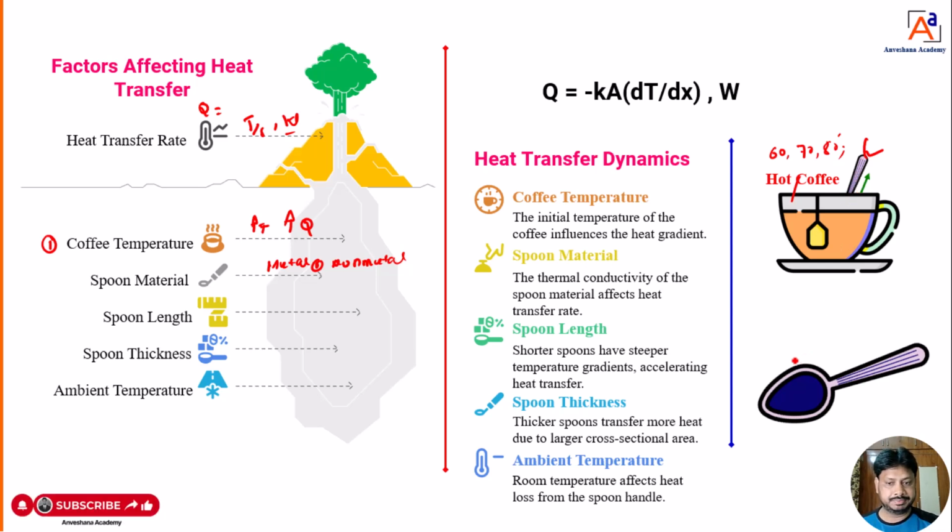Then the next important factor here: the length of the spoon also plays a very important role. If the length is more, then the rate of heat transfer will be less. Why so? Because the temperature gradient will be less. If the length of the spoon is less, then what will happen? The rate of heat transfer is more. Why so? Because shorter spoons have a steeper temperature gradient, hence we can accelerate the heat transfer. Hence the length of the spoon also plays a very important role in heat transfer. If more length, less heat transfer. If the spoon length is less, then we can transfer more heat. That is the length of the spoon, dear students.